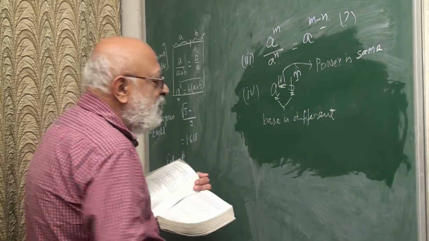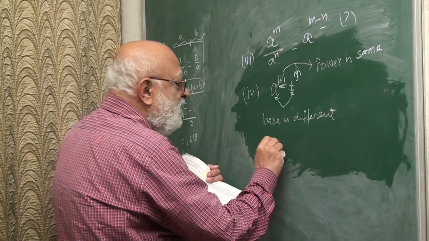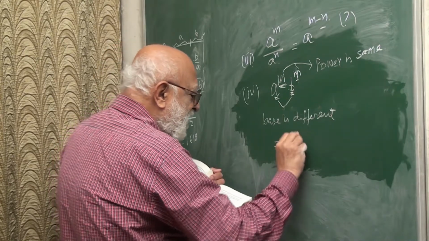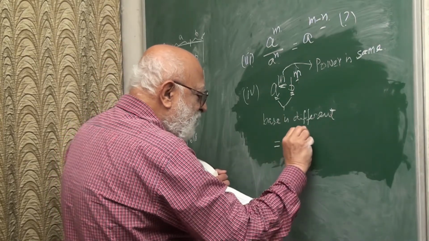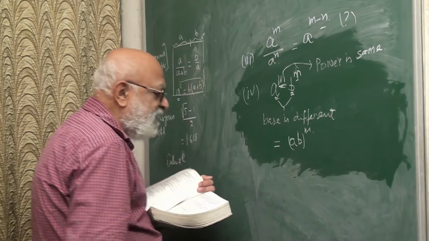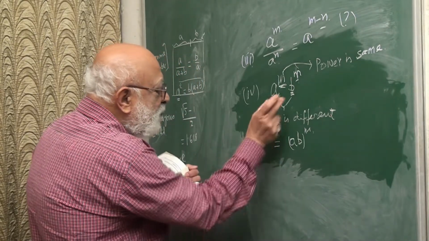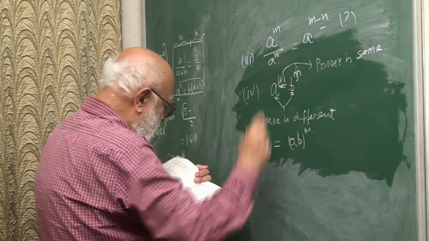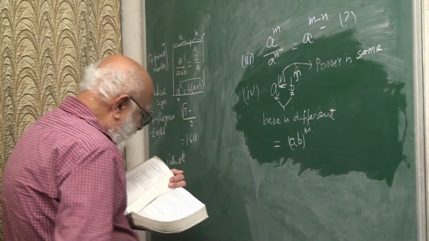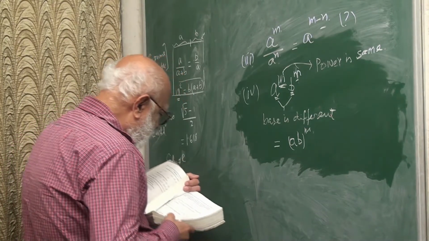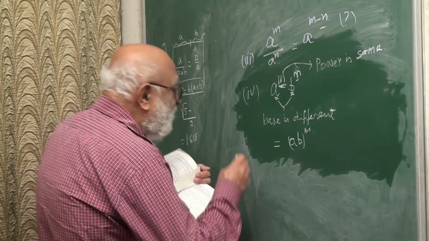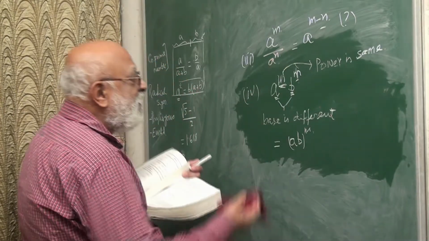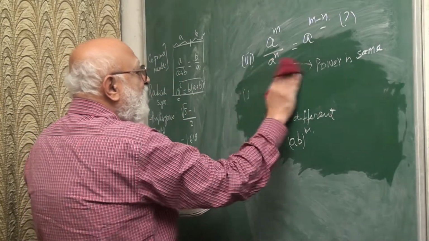So in this case, how can I write it? I can write (a into b) to the power m. So understand this one very carefully. I am multiplying the bases because the power here is the same. Okay, now let us do it this way. Let us start with this one and do a very meaningful concept.